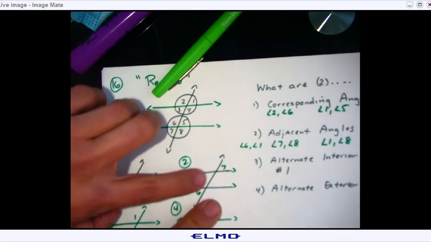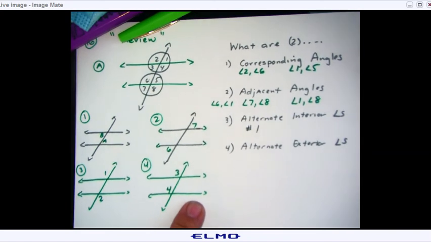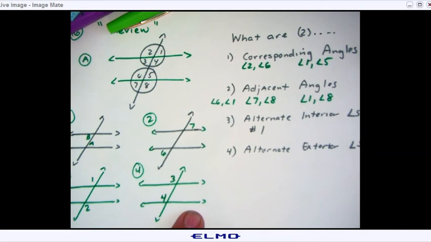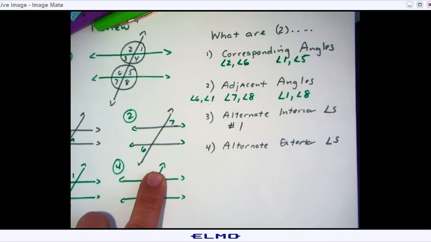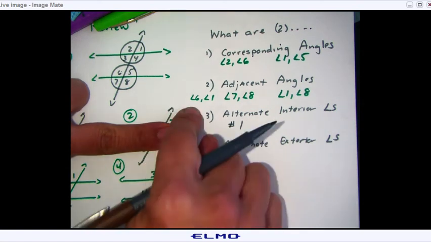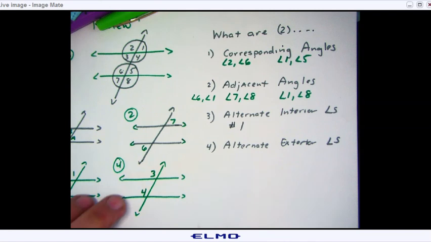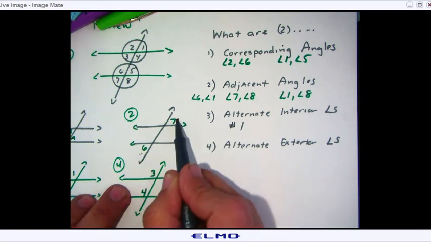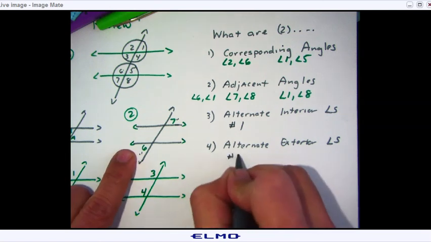How about this one? What would this one be? Let me zoom in. What would be number 2? Well, it's not the inside, right? It's the outside. So remember, exterior angles. See how they're alternate and they're on the outside, so they're alternate exterior angles. So that would be number 2.